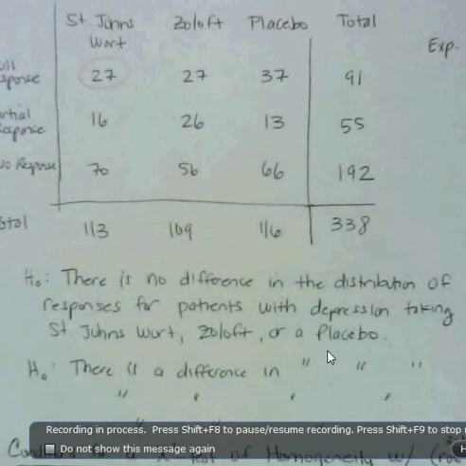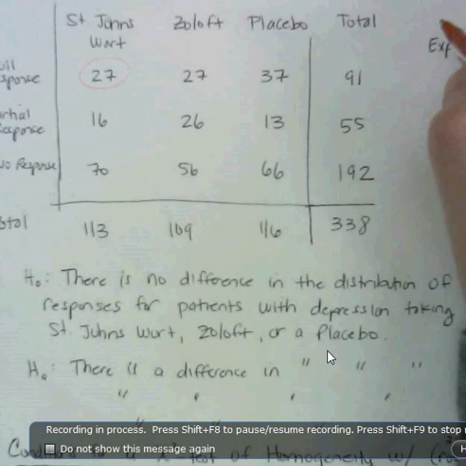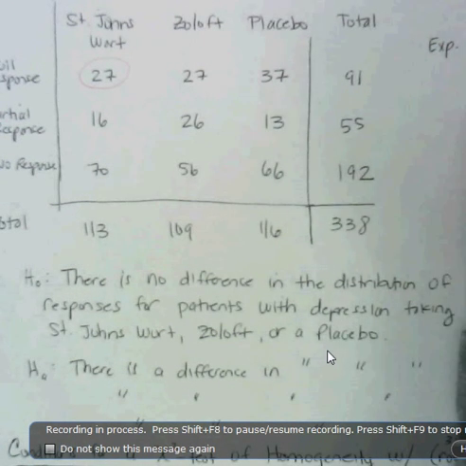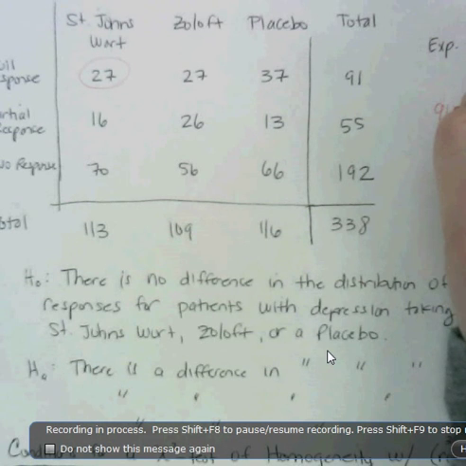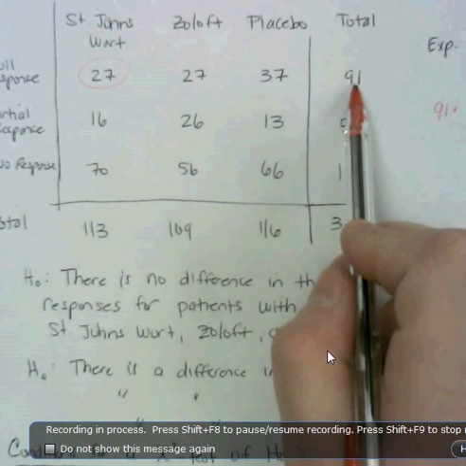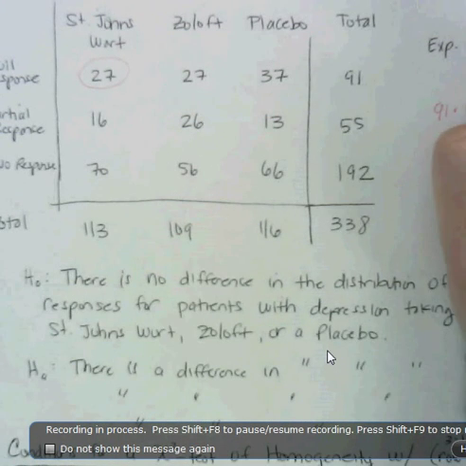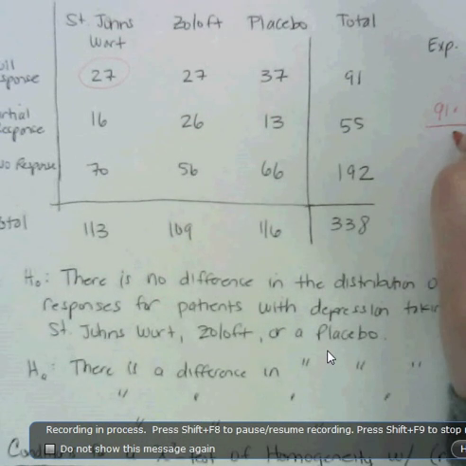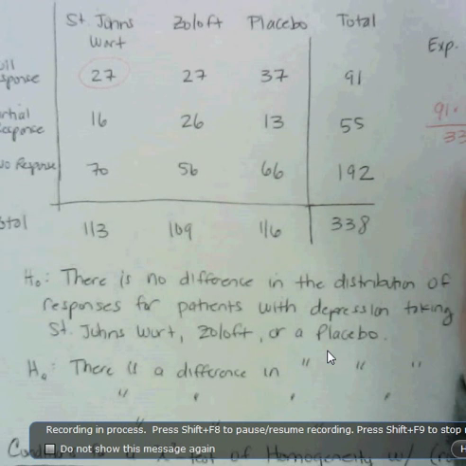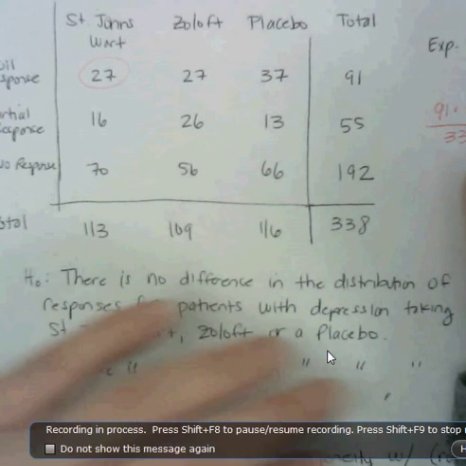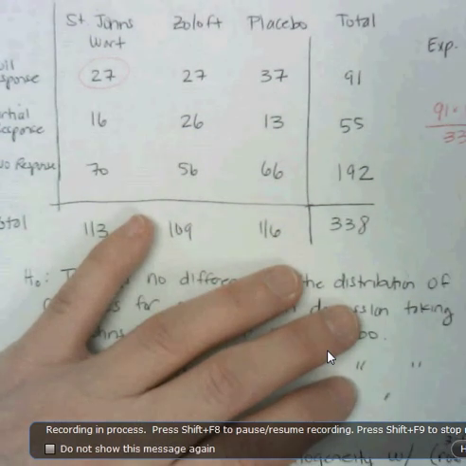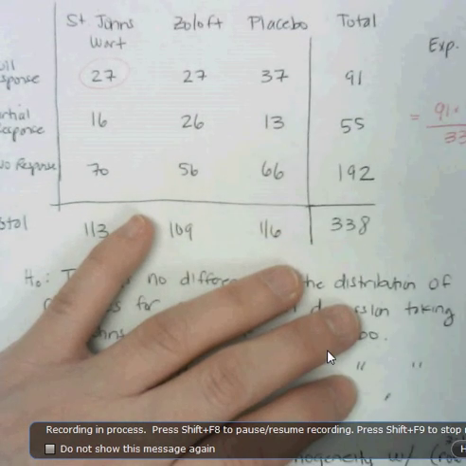So what I would do is I would take 91 times, so that's the row total times the column total, 113 divided by 338. Okay, so this is equals, and I'm just going to show you what you should do.